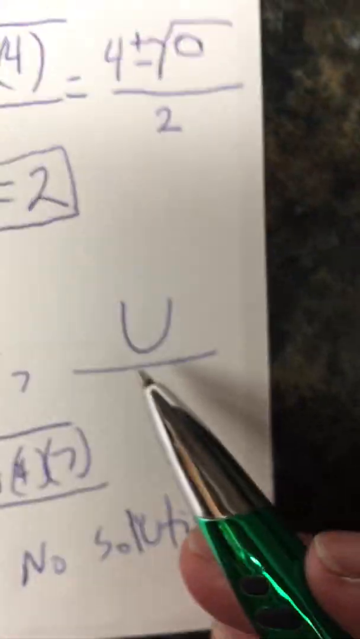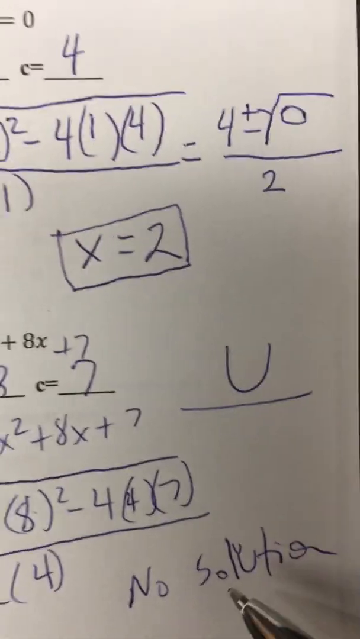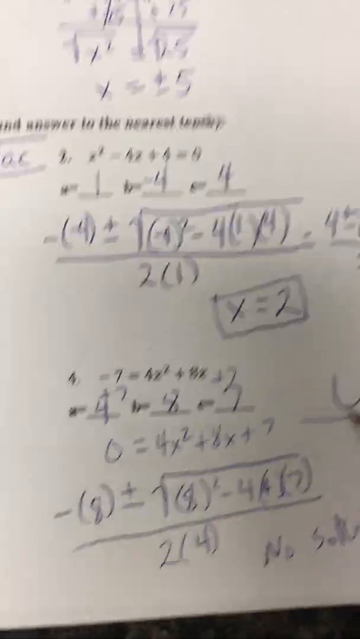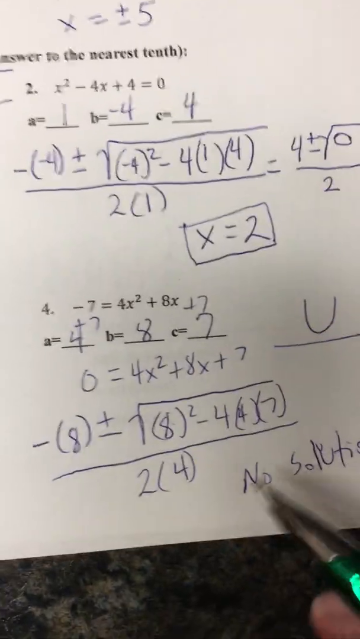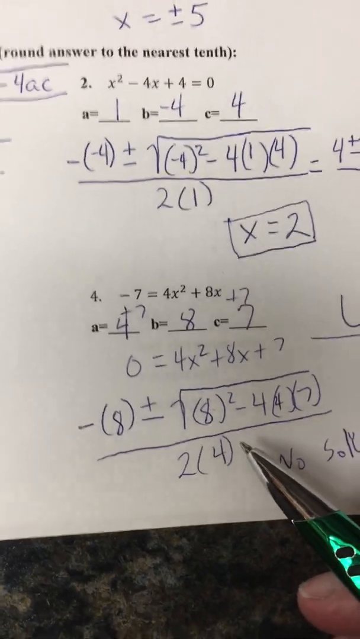Meaning if you were to go graph this one, the parabola probably did something like this. It never crossed the x-axis. So this is one that has no solution because the parabola never crosses the x-axis. And that's what you get in the calculator when you do that. You get that weird answer that says, hey, no real answer, no real calculation exists.